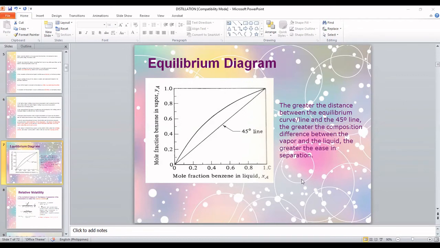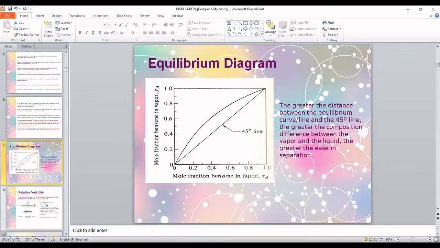Now, it's also written here that the greater the distance between the equilibrium curve that you are seeing here and this 45-degree line, the greater the composition difference between the vapor and the liquid. The greater the composition difference between the vapor and the liquid, the easier it is for us to separate the components present in our feed. It says here, the greater the ease in separation. So the farther this curve for a particular system is from the 45-degree line, the easier it would be for us to separate the components of our original feed.